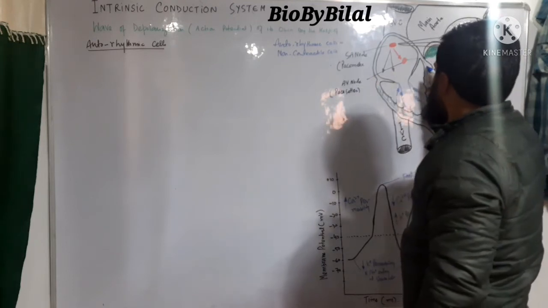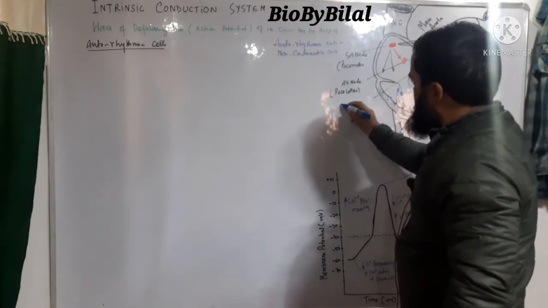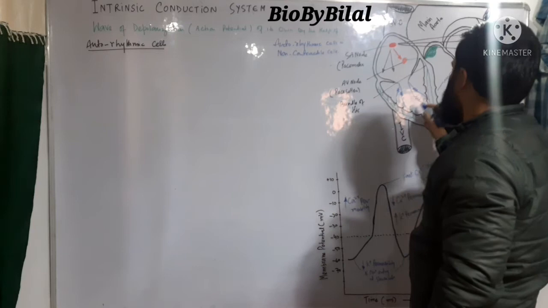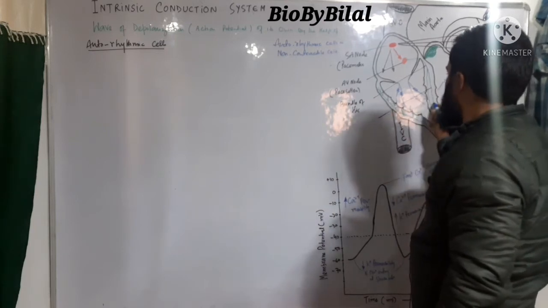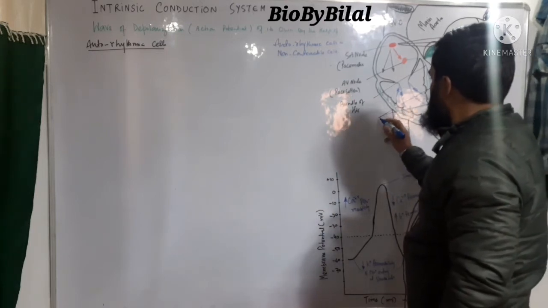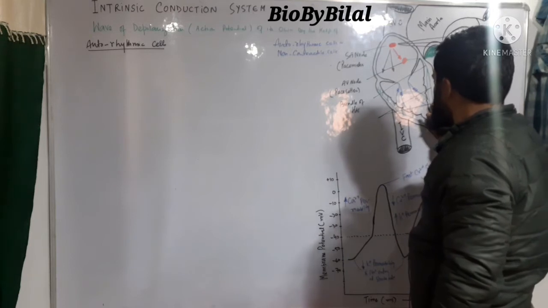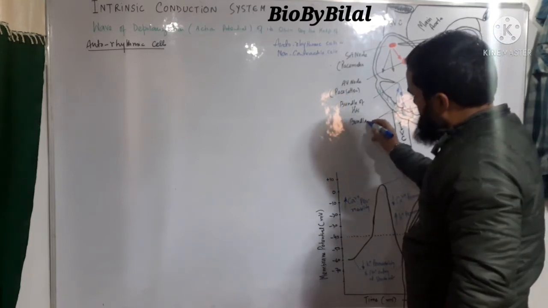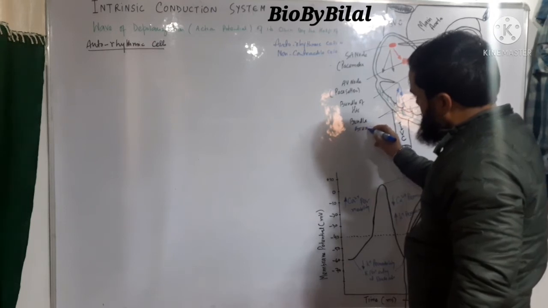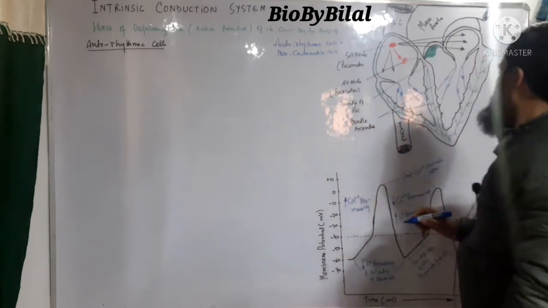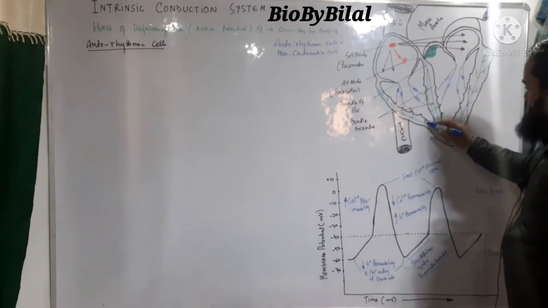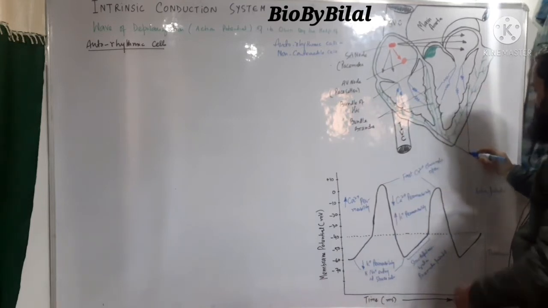This is called the bundle of His. And these are called the bundle branches. And these are called the Purkinje fibers.